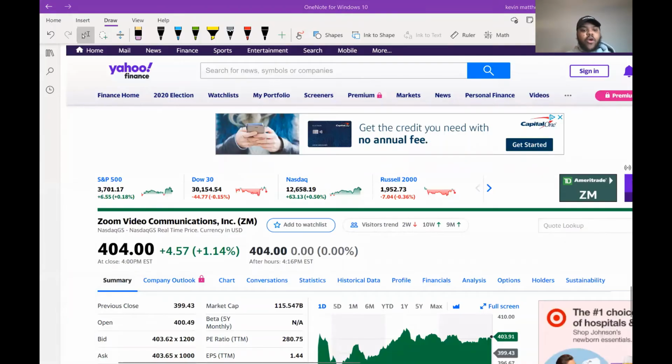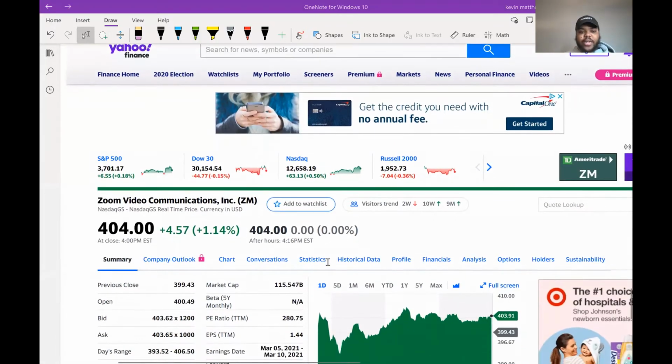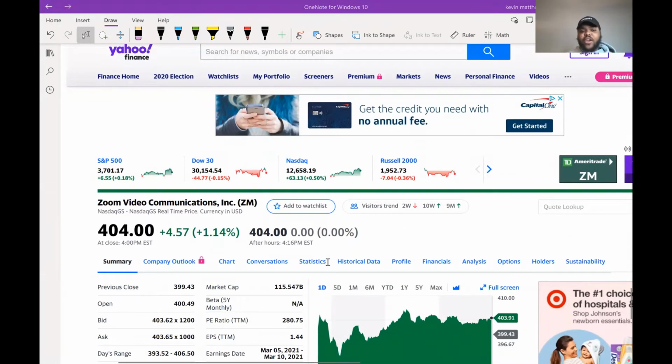But I want to break it down. So let me pull up the whiteboard real quick. I want to break down a few of the elements of a ticker symbol, and then we're going to compare a few. All right, so this is a screenshot from Yahoo Finance. I'm going to break this down very, very quickly.